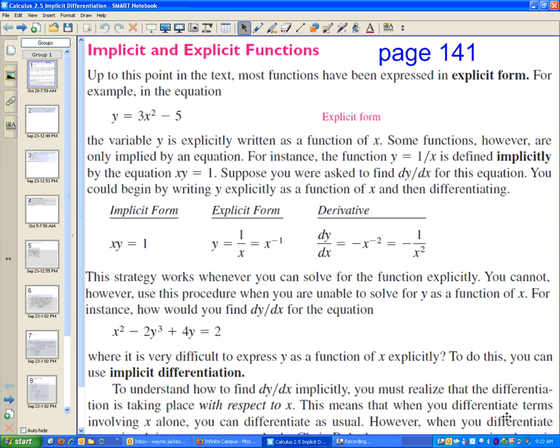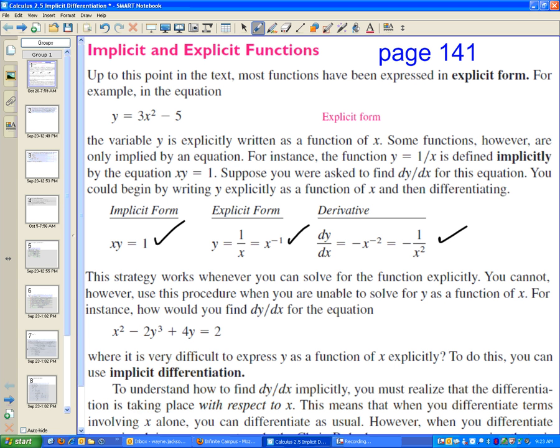Suppose you were asked to find dy dx, that's the derivative of y with respect to x, for this equation. You could begin by writing y explicitly as a function of x and then differentiating. And in fact, if implicit differentiation did not exist, that's what we would have to do. So we would start with xy equals 1. We'd say, okay, we've got to have it solved for y so we can take the derivative. So we would solve it for y and simplify it and put it in a form easy to take the derivative of. Then we would take the derivative and simplify it.